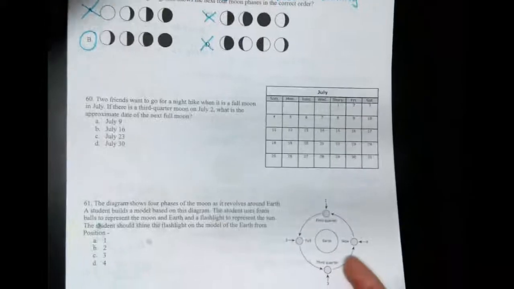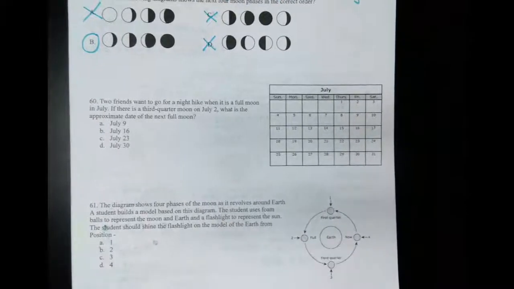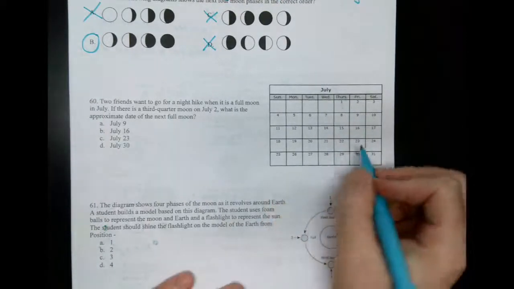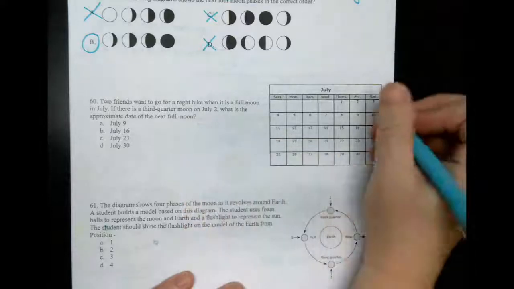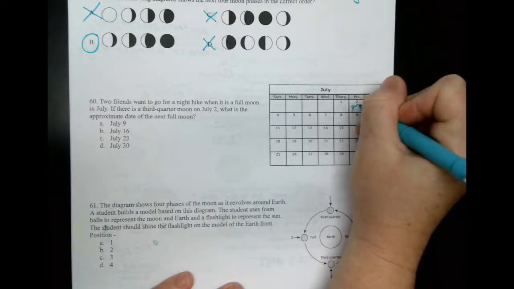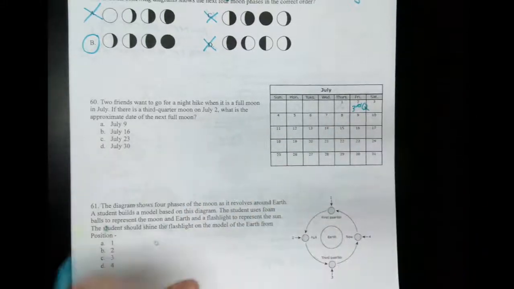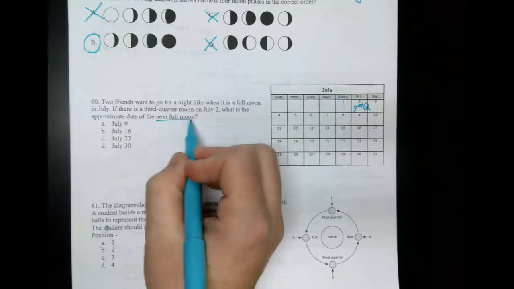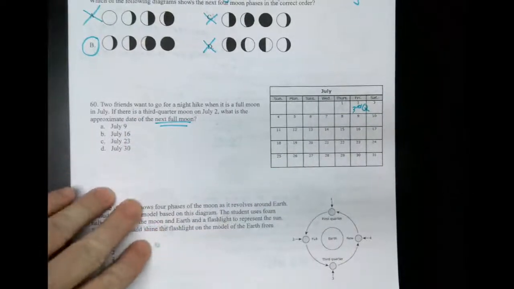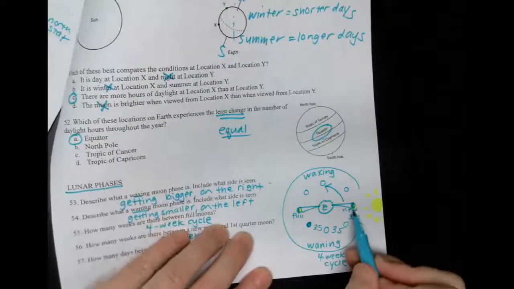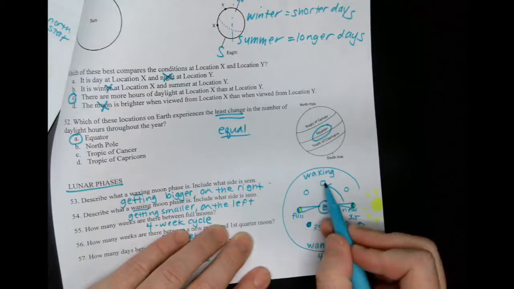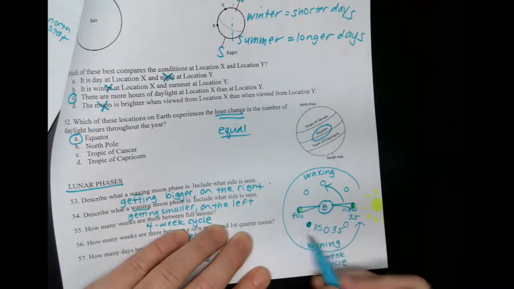Two friends want to go for a night hike when it is a full moon in July. If there is a third quarter moon on July 2nd, so I'm going to label that third quarter, when is the approximate date of the next full moon? So I am a visual person. I'm going to go back to my drawing that I drew. If I am at new moon, 1/4 of the way is first quarter, full moon. Here's my third quarter moon.